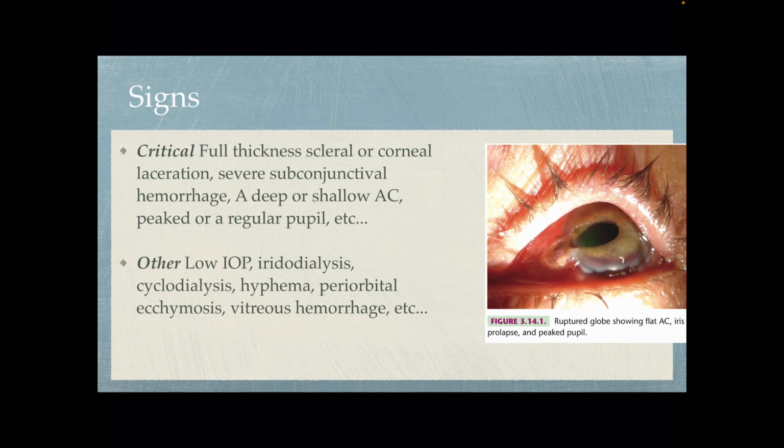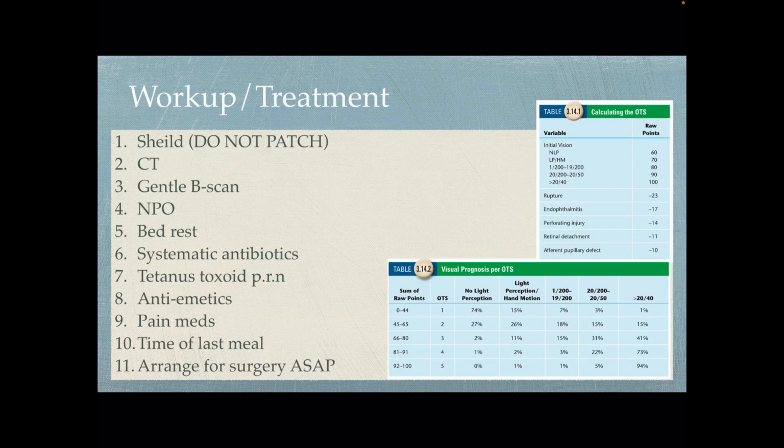Now for the other signs, you can have low IOP, iridodialysis, cyclodialysis. Usually the intraocular pressure can be normal or even, in rare cases, increased. Hyphema, periorbital ecchymosis, vitreous hemorrhage, dislocated or subluxed lens, retinal detachment. But these retinal breaks can often be obscured by vitreous hemorrhage. So these are the symptoms and the signs we talked about.